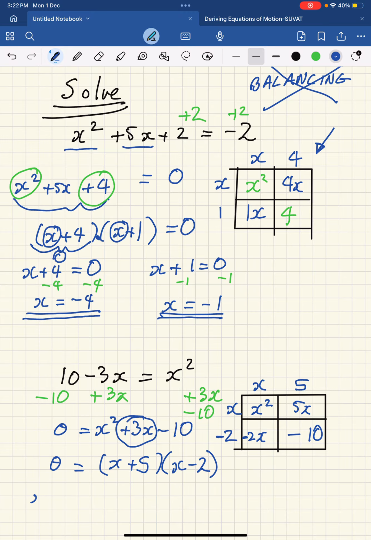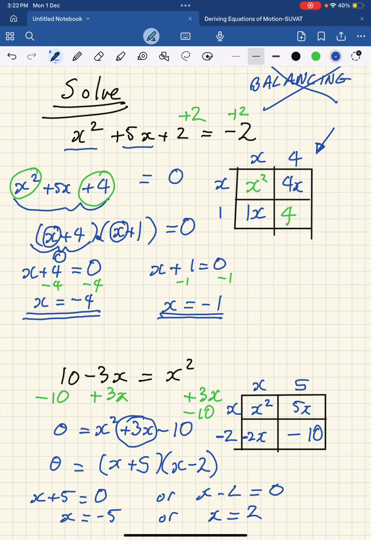So in order to solve this, we make either this factor equal to 0, or we can make the other factor equal to 0. Go ahead and solve. x equals negative 5 or x equals 2.